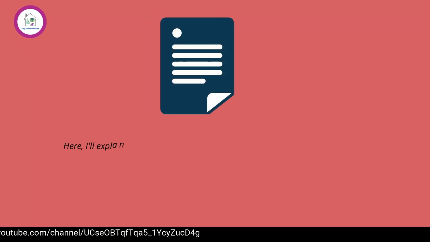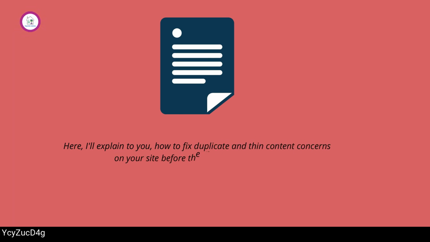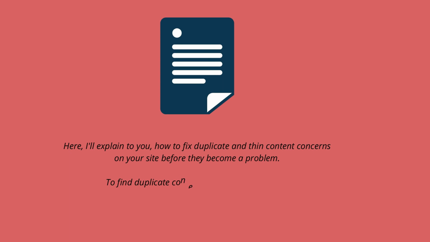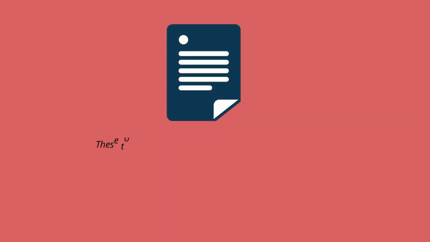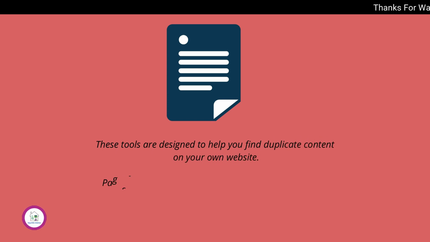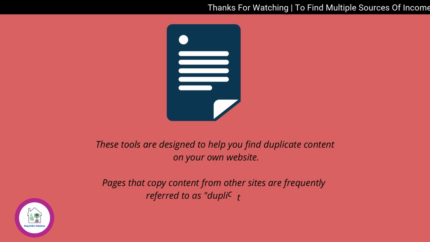Here, I'll explain how to fix duplicate and thin content concerns on your site before they become a problem. To find duplicate content, use an SEO audit tool. There are many tools that are excellent at detecting duplicate and thin content. These tools are designed to help you find duplicate content on your own website. Pages that copy content from other sites are frequently referred to as duplicate content.